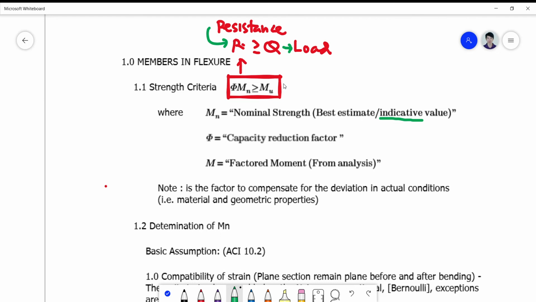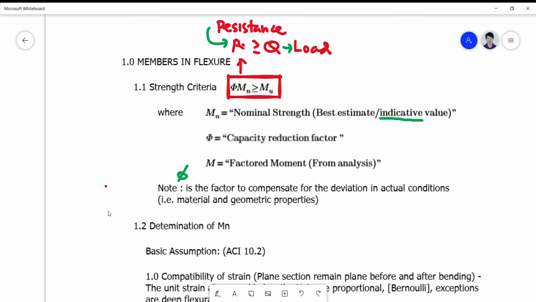So note that phi, okay, so kulang ito. Phi is the factor to compensate for the deviation in the actual condition. And when we are talking of deviation, we are talking of material and geometric properties. A material is not accurate, geometry is not accurate. So, in one way or the other, we have to apply a correction factor, which is a capacity reduction factor in the form of phi.